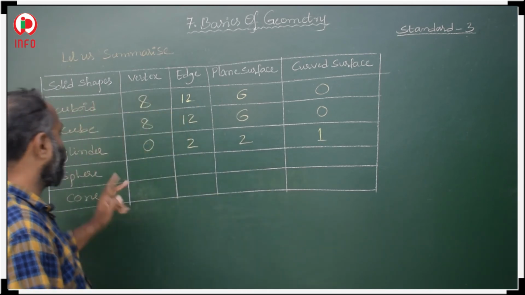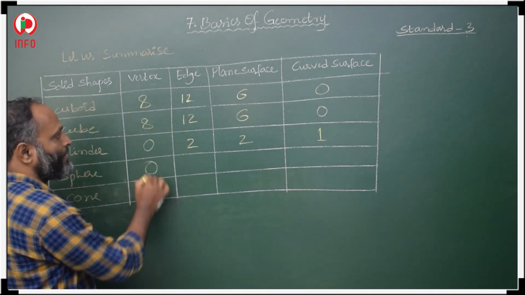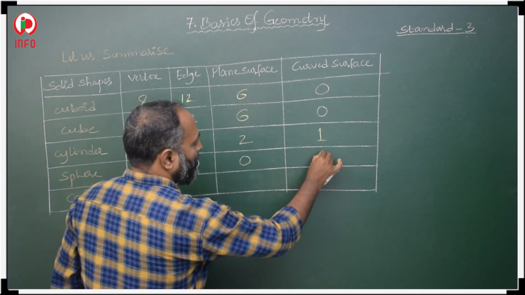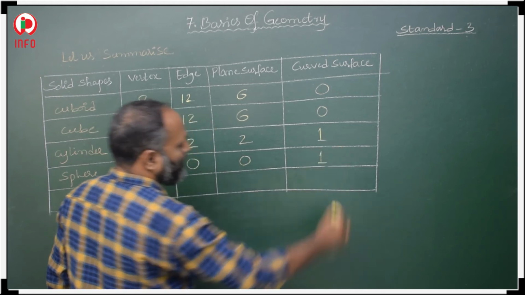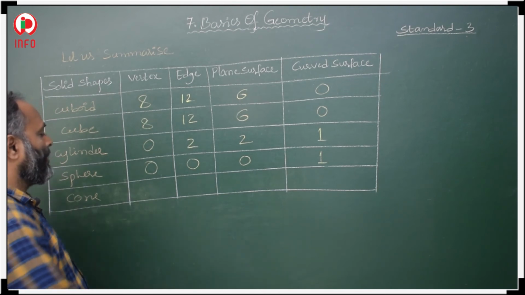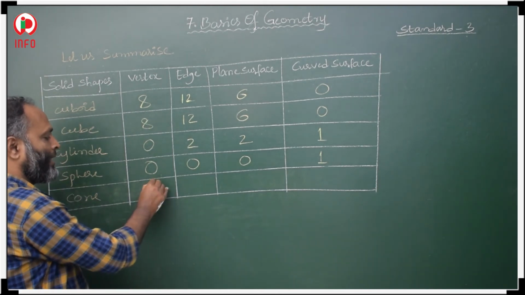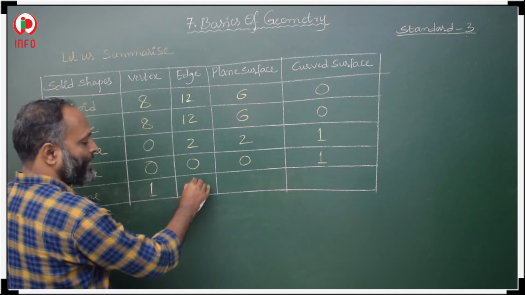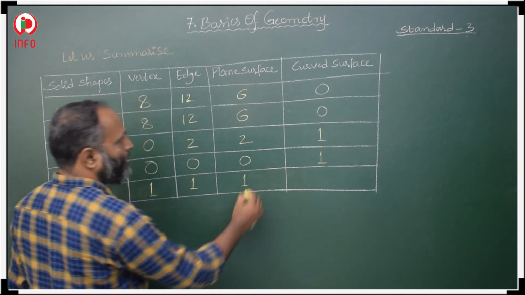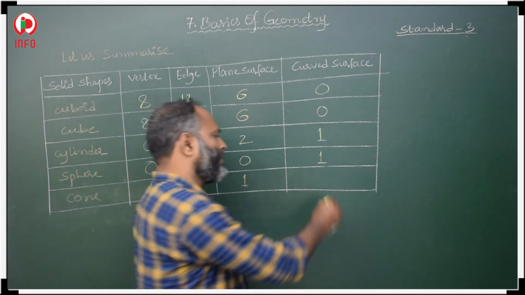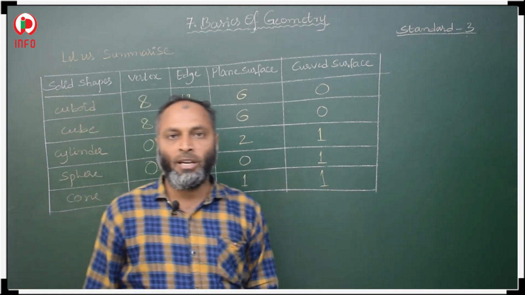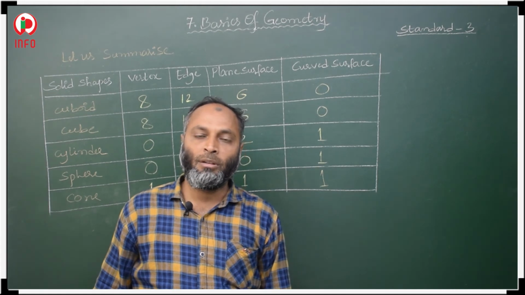Then in a sphere: no vertices, no edges, no plane surfaces, only 1 curved surface. In a cone, 1 vertex, and how many edges? 1 edge, that is at the bottom, 1 plane surface at the bottom, and 1 curved surface. So these points you have to remember, okay students.